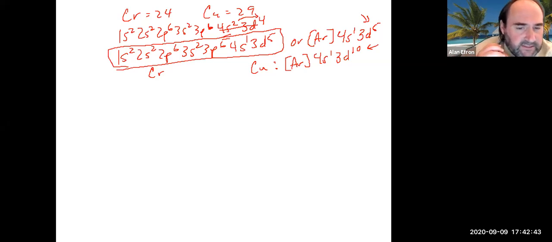So those are the accepted ones for chromium and copper. Those are the 2 for our class that you should be aware of in terms of exceptions to the normal electron configuration.